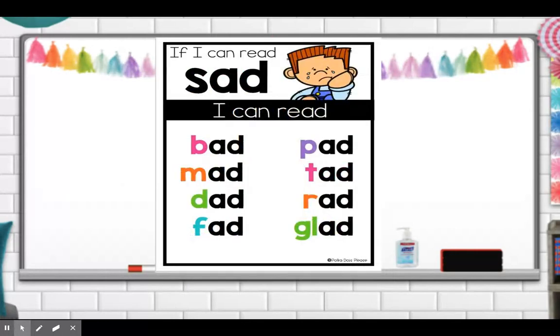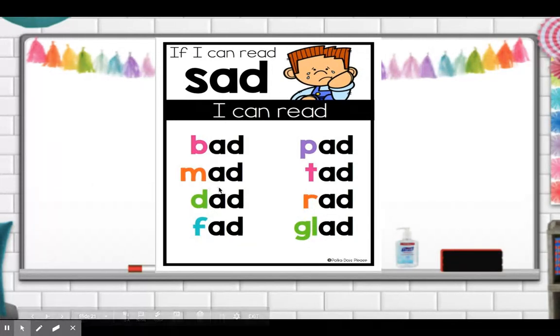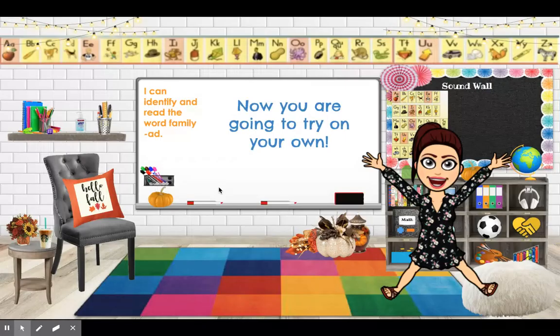So if you can read sad, you can read bad, mad, dad, fad, pad, tad, rad, and glad. So those are all similar endings to those words. You're just changing out the first sound, and we're keeping the last two sounds. So now you're going to try it on your own. You're going to look at your activities and you're going to make words with AD endings.